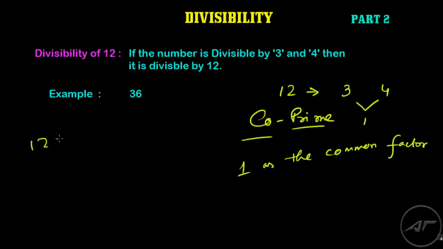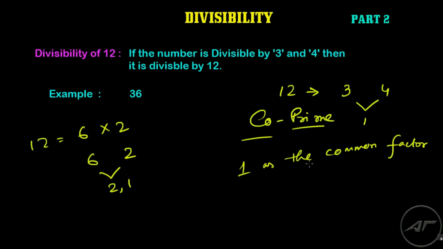Now 12 can also be written as 6 into 2, right? So the rule could have been like, if the number is divisible by 6 and by 2, it is divisible by 12, but it is not. Because 6 and 2 have common factor 2 as well as 1. It's not just 1, they also have a common factor 2.